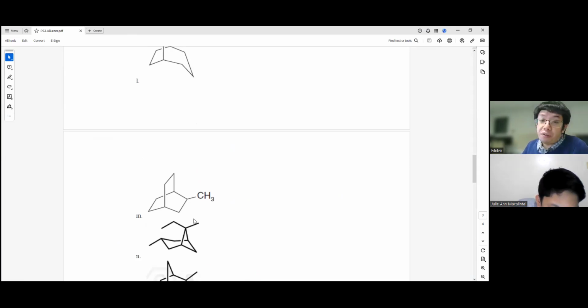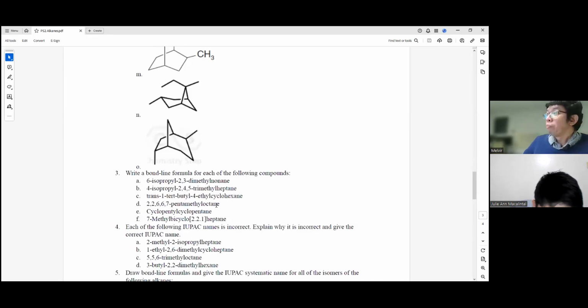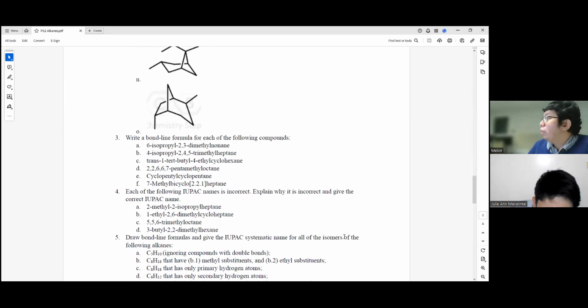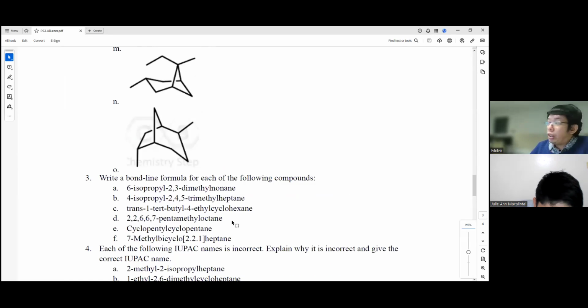Once you're done with the five items remaining for nomenclature, you go directly to number three, the one I'm sharing right now. For number three, just to give you an idea, you need to write a bond line formula for each of the following compounds. Six compounds are given, A to F. This time, the name is given and you need to provide the structure. Because for number two, you have the structure and then you need to provide the name. Okay?